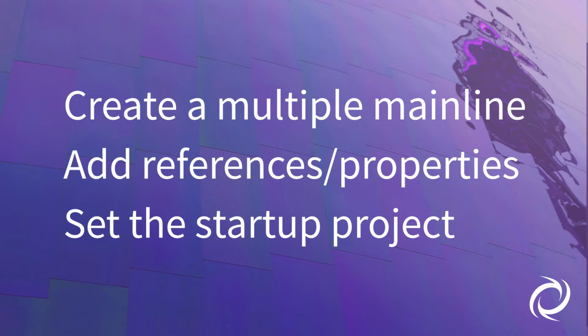So now we've learned how to create a multiple mainline project in Visual Studio, how adding references and/or properties to the project adds them for all mainlines under the project, how to tell Visual Studio which project to run, and how to specify which mainline to launch under a multiple mainline project.